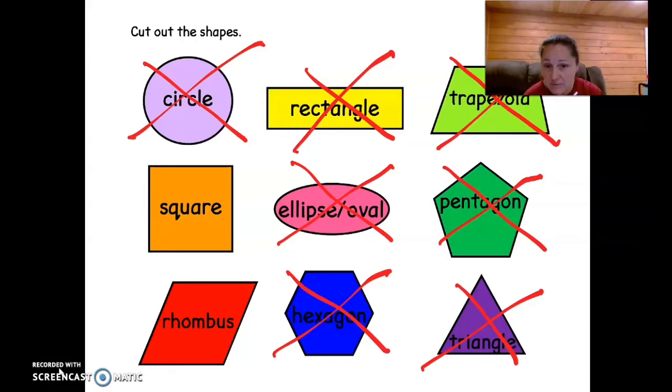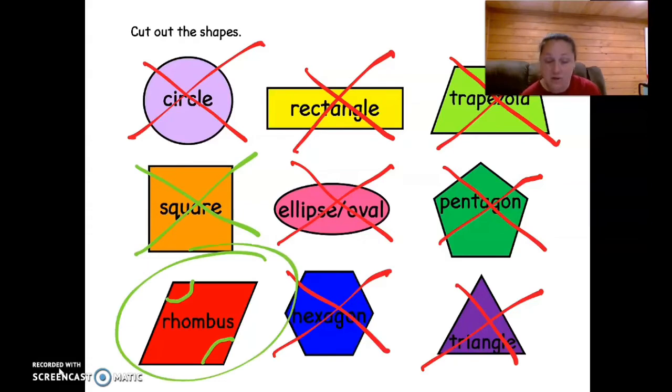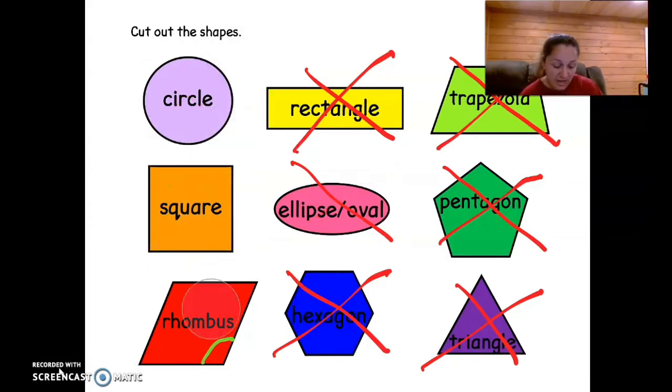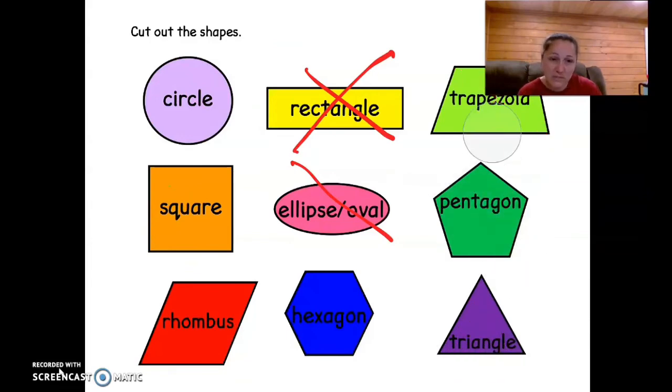What shape am I? I can have angles bigger than 90. This guy is bigger. This guy is bigger. But the square only has angles that are 90. So this one is our rhombus. Good job, rhombus. Woo, rhombus wins. Moving on to our next one.